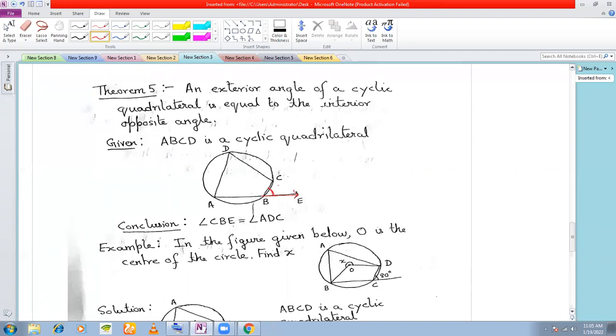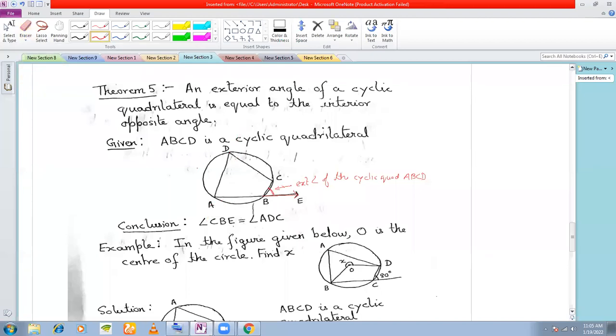This is the exterior angle of the cyclic quadrilateral ABCD. What can be the other exterior angles? If I produce this side, this will be another exterior angle, right? If I produce this side, this will be another exterior angle, right? You will get 4 exterior angles. But I've just made one exterior angle by producing one of the sides.